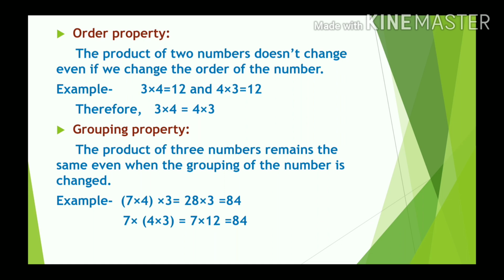Again we have taken the same numbers, but here we have changed the grouping from the first and second to the second and third. So first we multiply 4 into 3, which is 12, and then we multiply 12 into 7. So 12 into 7 is equal to 84. Here we have changed the grouping of the numbers, but at the end the answers are the same. Therefore, 7 multiply 4 multiply 3 is equal to 7 multiply 4 into 3.